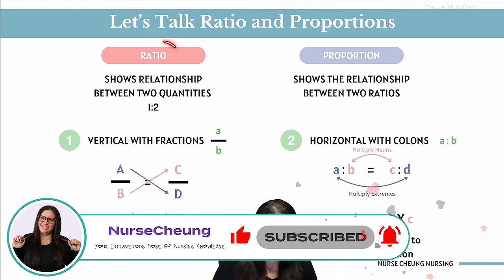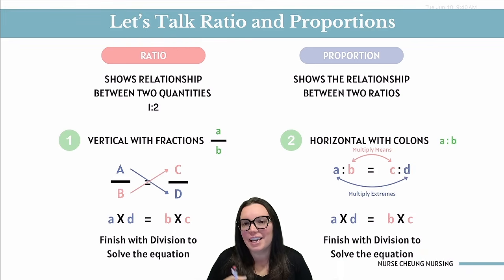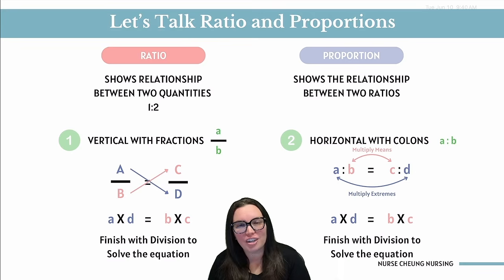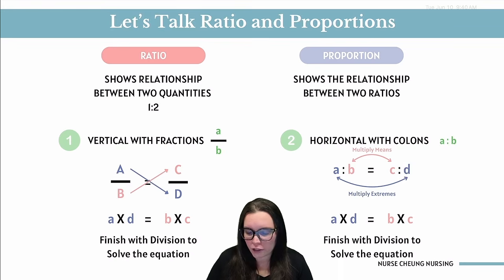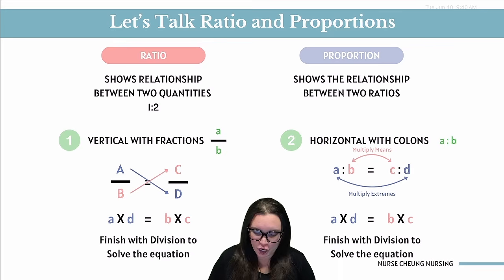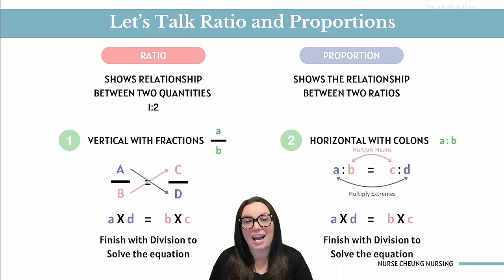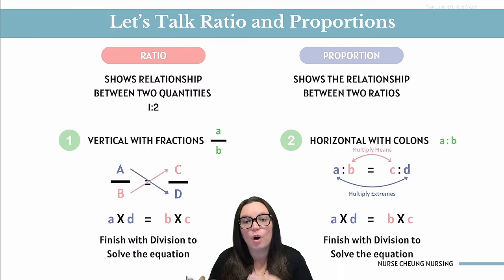A ratio is going to show us two things and how they relate together. It's like saying 1 nurse for every 2 patients or 1 ml for every 25 milligrams. A proportion is just a pair of matching ratios that balance each other out. So there's two different ways that you can set up ratio and proportion problems. You can either do it vertically with fractions like stacking pancakes, or you can do it horizontally with colons like 2 teams lining up on a football field.